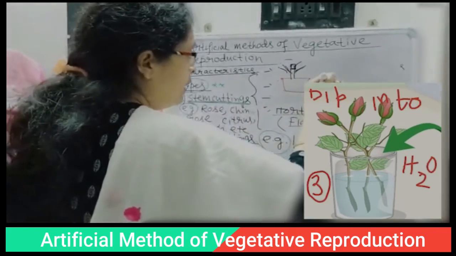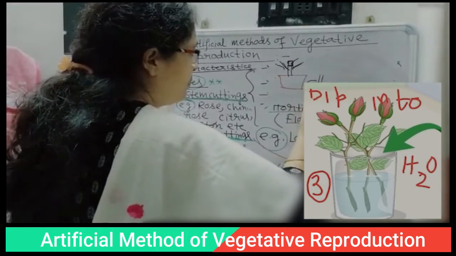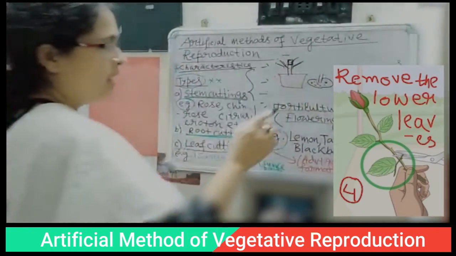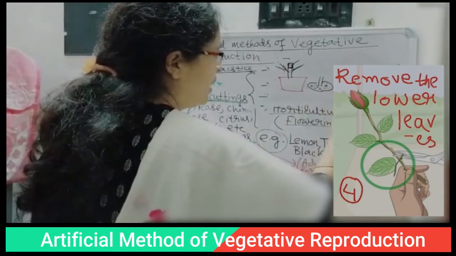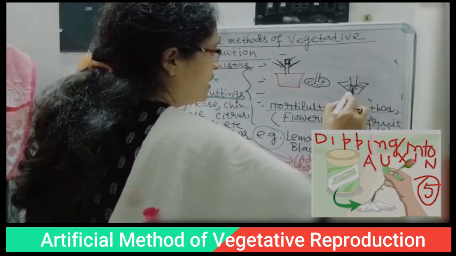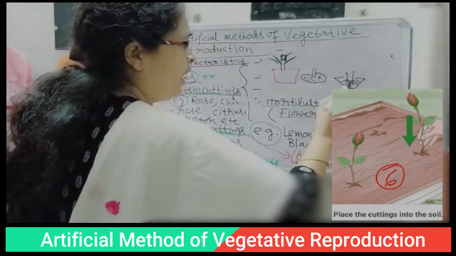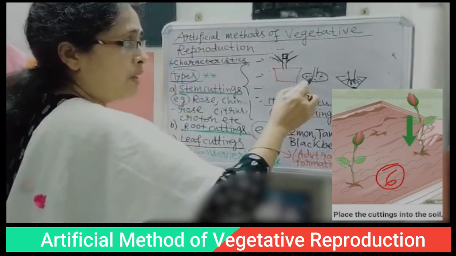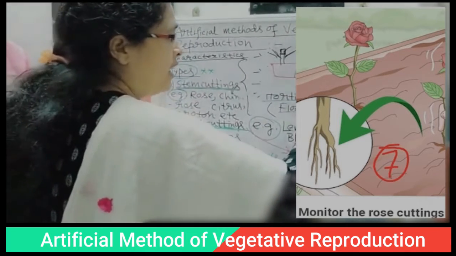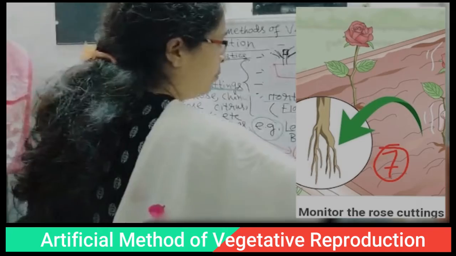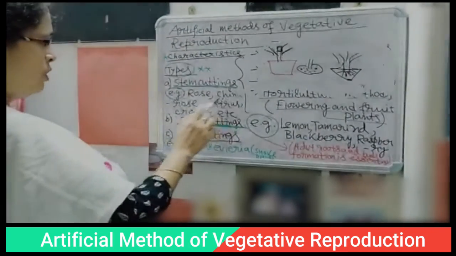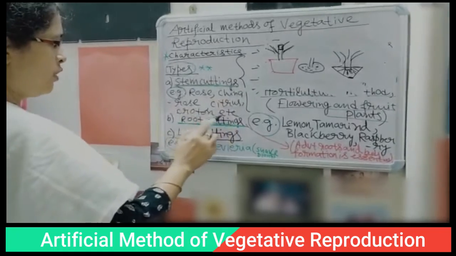Now this cutting portion is dipped in auxin hormones for several minutes. Now that cutting portion is planted in another pot, and the adventitious roots will grow very rapidly due to the involvement of auxin, and new branches and shoots arise from the above portion. Examples are China rose, citrus, croton, etc.